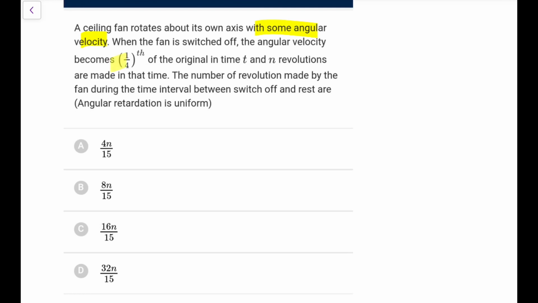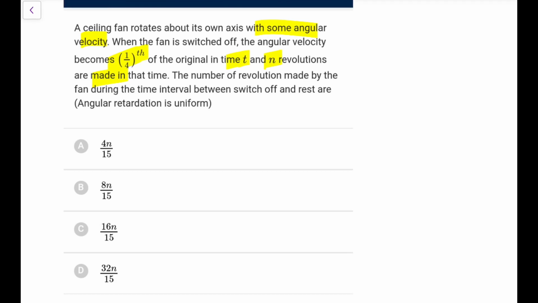A ceiling fan rotates about its own axis with some angular velocity. When it is switched off, angular velocity becomes 1/4 of original in t, and then n revolutions are made. The number of revolutions made by the fan during the time interval between switch off and rest is? So from switch off to rest completely, you have to find out.